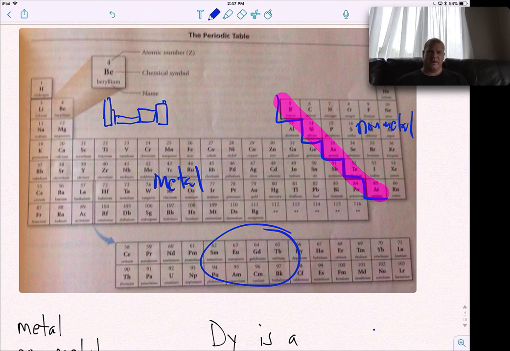So also carbon graphite conducts electricity. DNA conducts electricity. It's all made of nonmetals. Well, I shouldn't say all, at least the backbone of it is all nonmetals, right? So there are exceptions to the rule, but generally speaking, metals conduct electricity and heat.